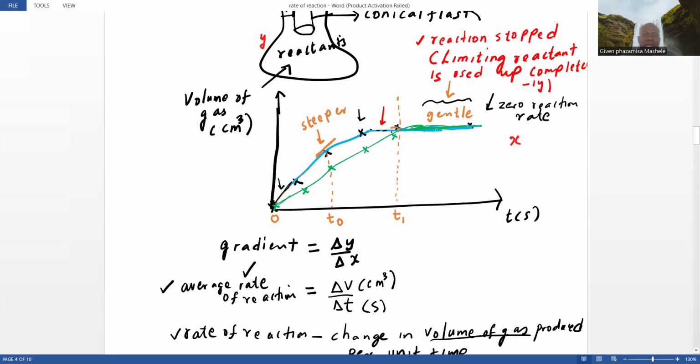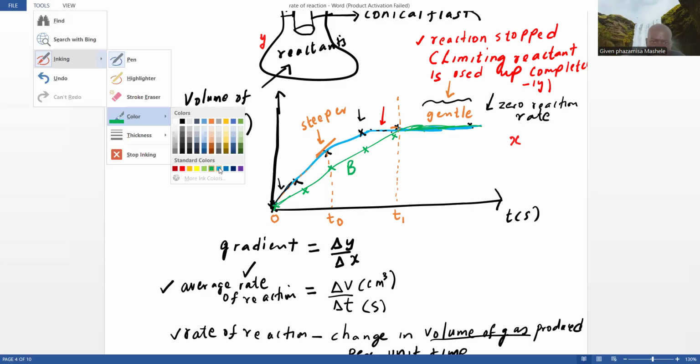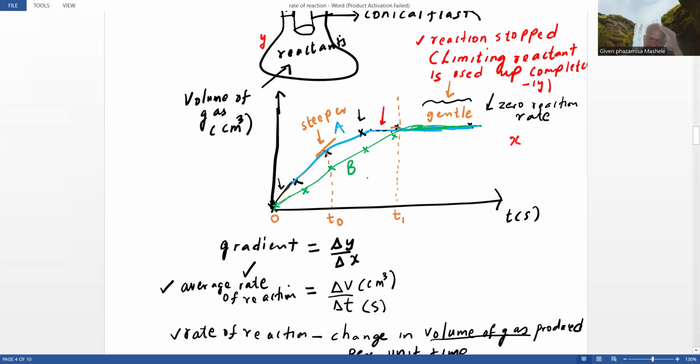Okay, let's call the second one B, and the first one A. Let's call this one reaction A, and this one reaction B. You will realize that in terms of this graph, from the start of the reaction, the gradient of reaction A is actually bigger than the gradient of reaction B.